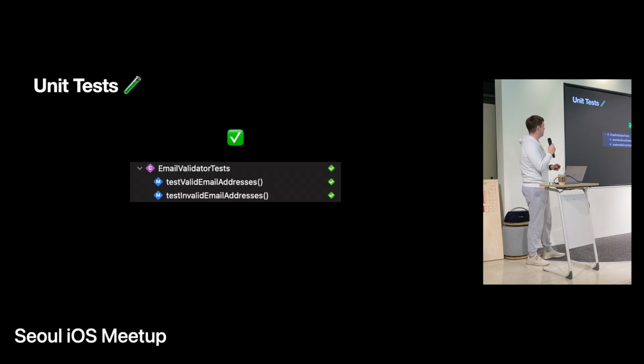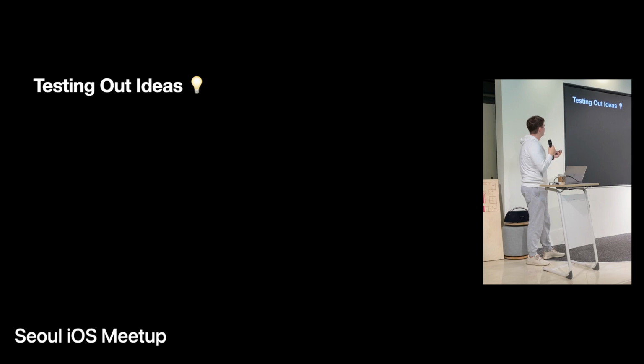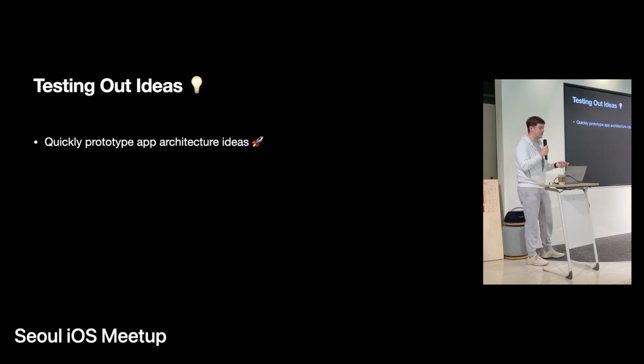But yeah, this was done in ChatGPT 4, and quite good. So another thing you could use it for is testing out ideas. It's quite good to quickly prototype app architecture ideas. Let's say you want to implement something, but you're not sure how to approach it.